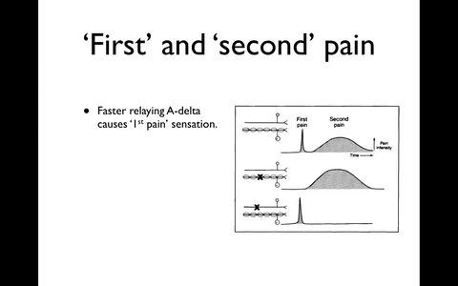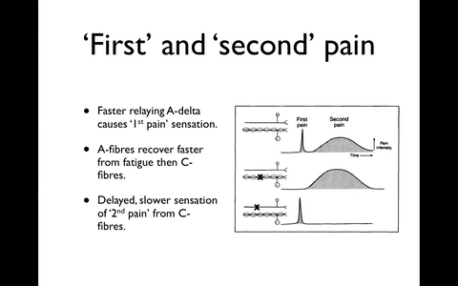Right, and this is partly because faster relaying A delta fibers cause first sensation, first pain, and that's because they recover quicker. So you can get isolated, discrete pains, and that's going to localize quite quickly to your cortex, whereas a much slower delayed sensation comes from the C fibers.